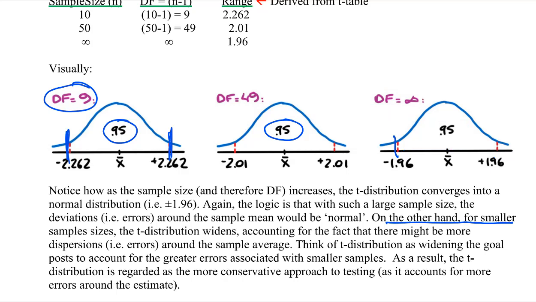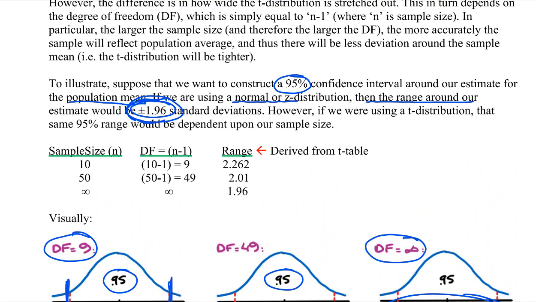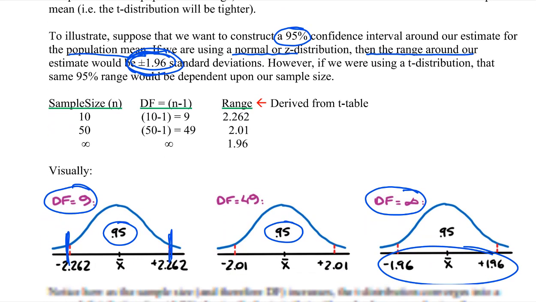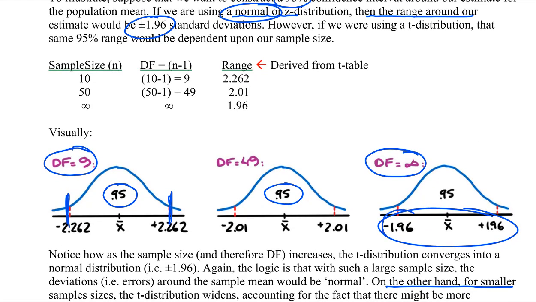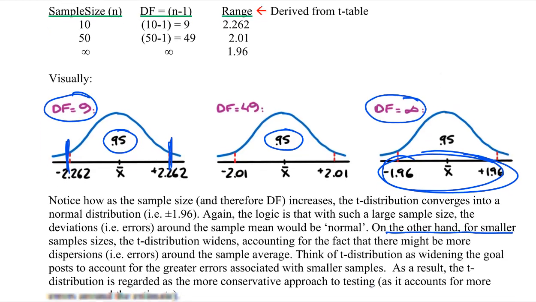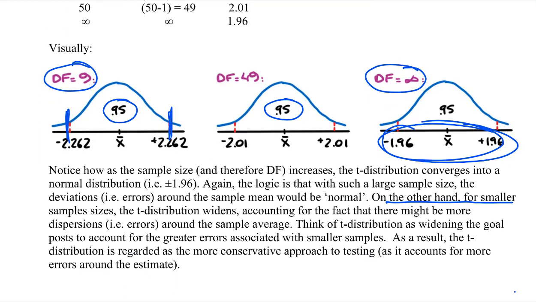Now, the other observation is that as the sample size keeps getting larger, the t-distribution converges to a normal distribution, because you can see that in both cases the critical value is 1.96. So we've got 1.96 here, right? And that's associated with normal. And you got 1.96 here, which is associated with t. So as I said before, think of t-distribution as widening the goalpost to account for greater errors associated with smaller samples. And that's really how it's done in practice, ladies and gentlemen.